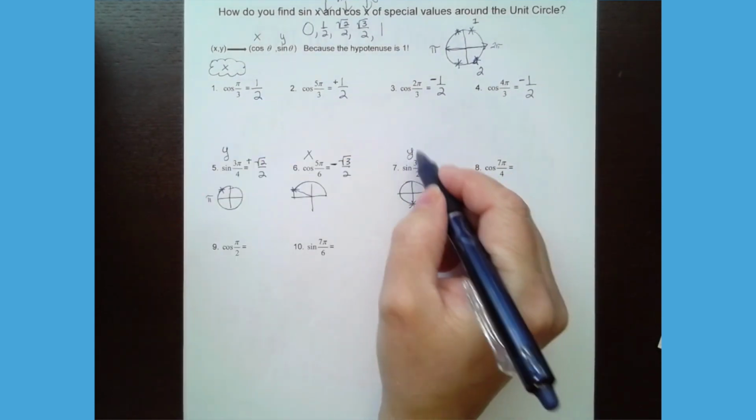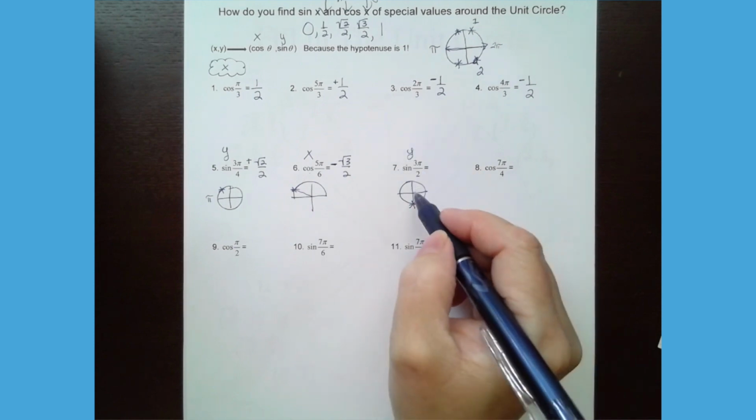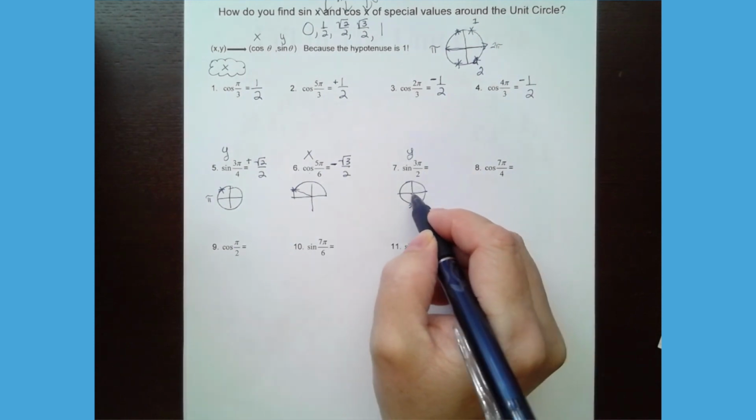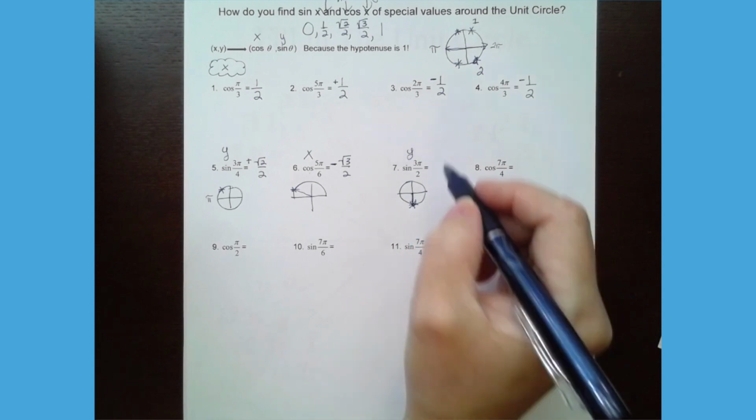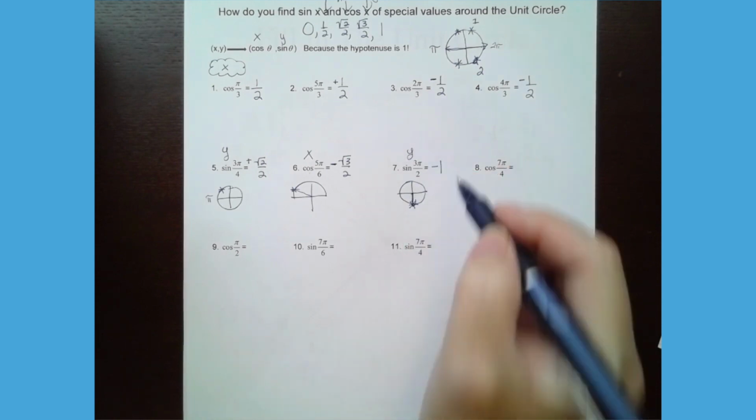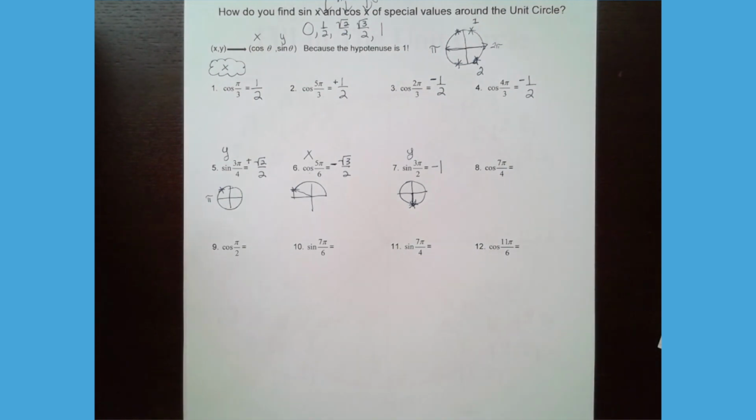I want the y value. How do I move y to get there? If you start in the middle, you don't move left or right, but I don't care about that. I go down 1. Anytime you go down, it's negative for sine. So up for sine is positive, down for sine is negative.